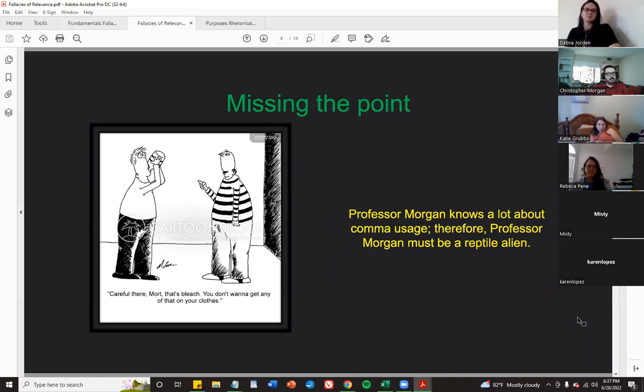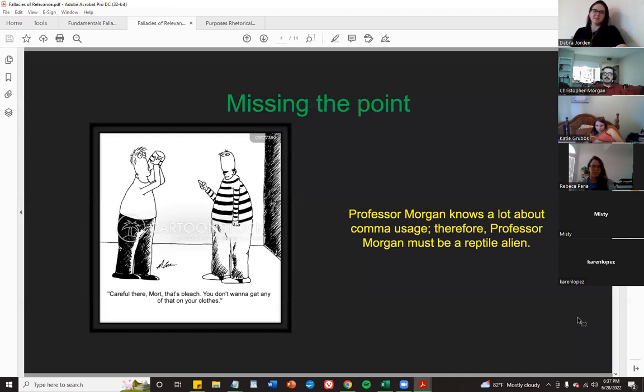Now I've got this cartoon. "Careful there, Mort, that's bleach. You don't want to get any of that on your clothes, right?" Missing the point, right? Not the most important information contained in that, right? What's the more important idea in the drinking the bleach example? Why don't we drink the bleach?